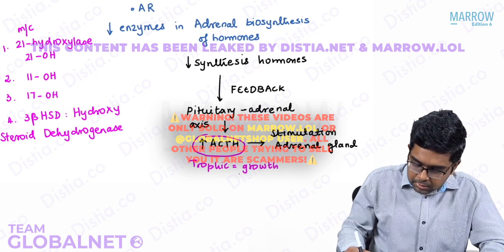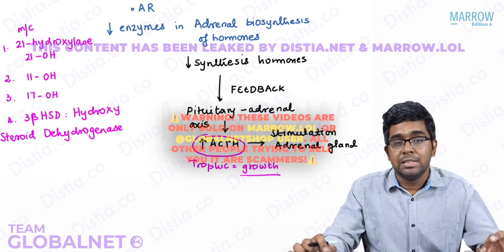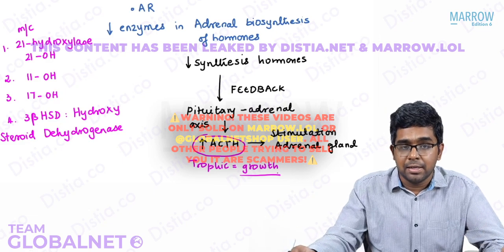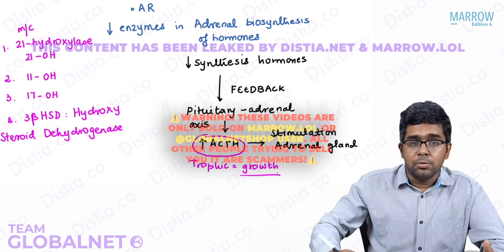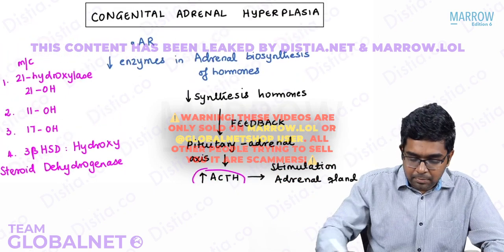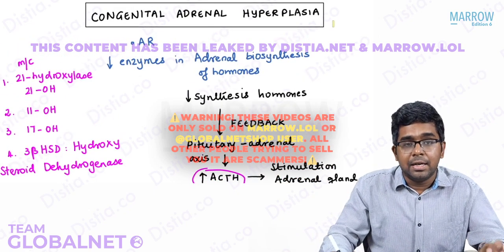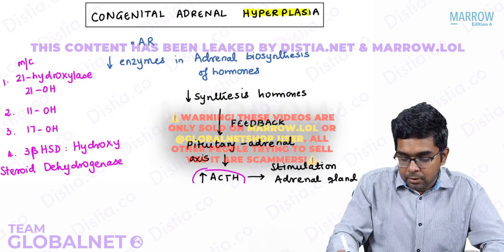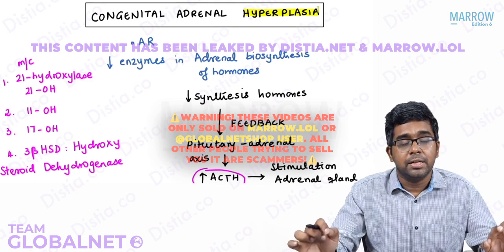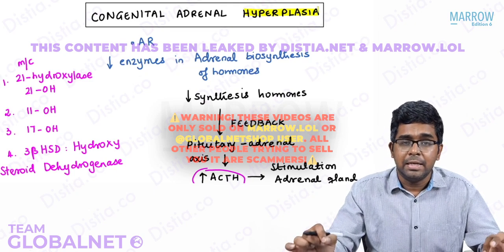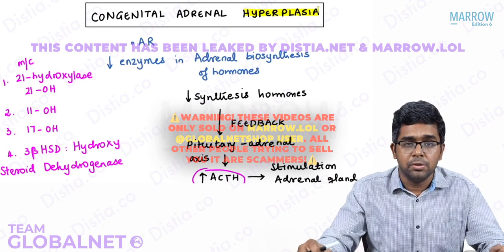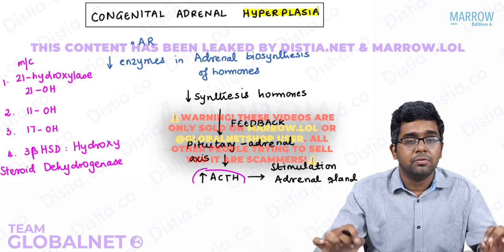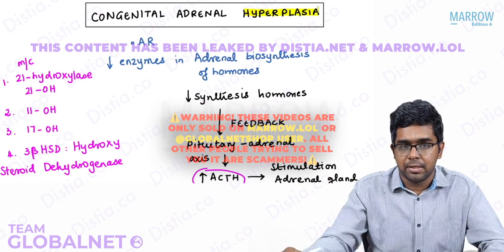Okay, now this increased ACTH will cause increased growth of the adrenal gland. That is why you can very easily infer the name as congenital adrenal hyperplasia. What is this hyperplasia due to? It is due to increased levels of ACTH. That's what you should remember. That's how the name of congenital adrenal hyperplasia is derived.